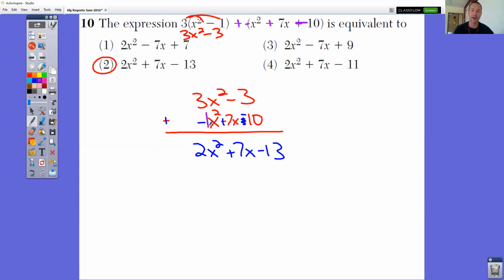All right, there's really a 1 in front of this x squared. So when we go to line them up, we have 3x squared plus -1x squared, which is 2x squared. We don't have an x term in the first binomial here, so it's nothing, plus 7x, which is plus 7x. And then we have -3 plus -10, which is -13, which is choice 2.